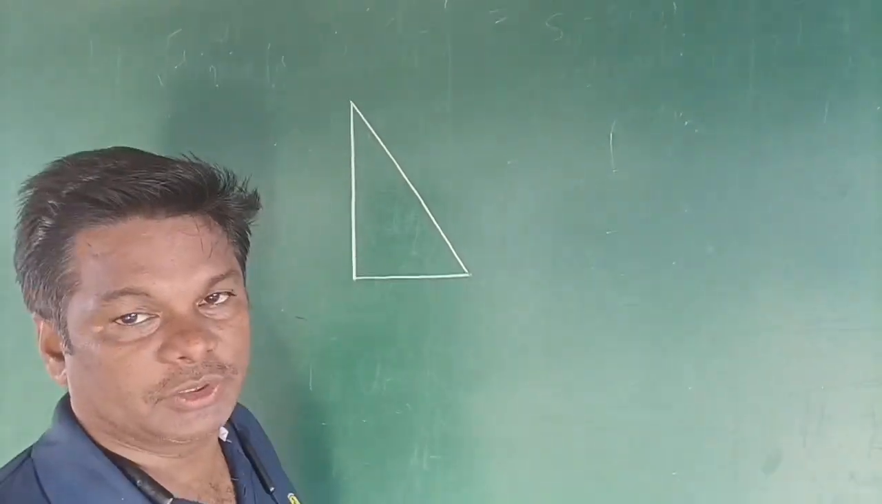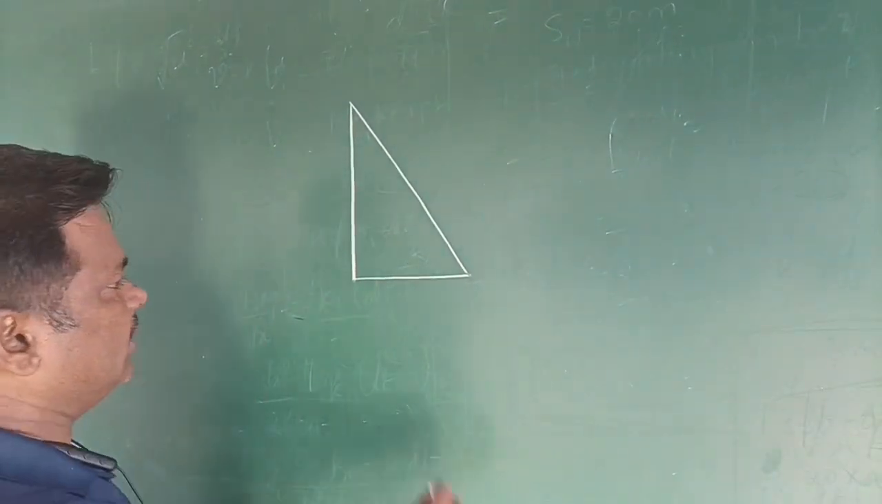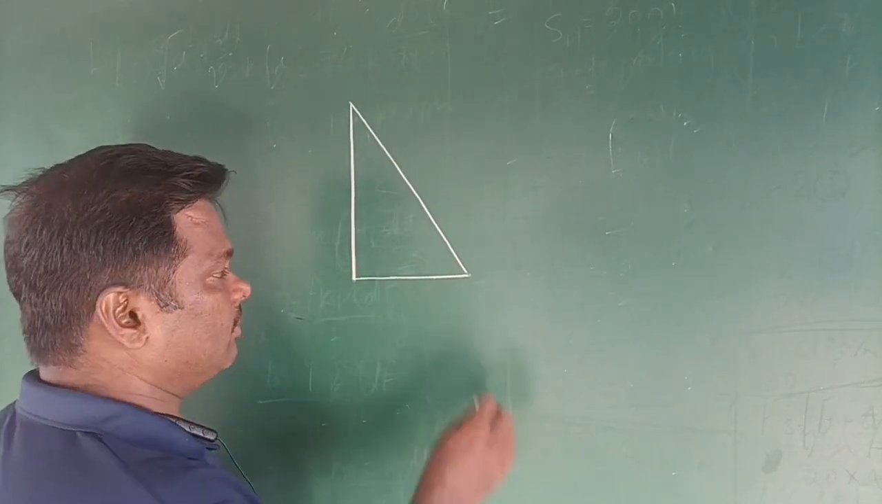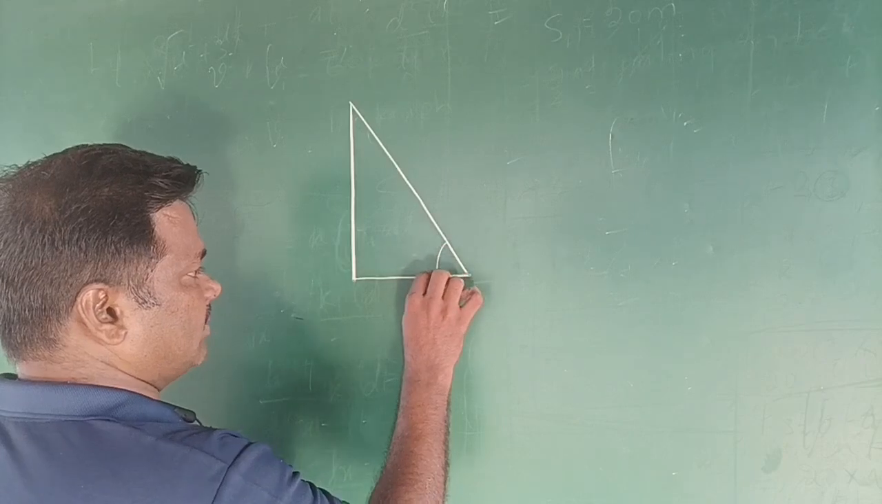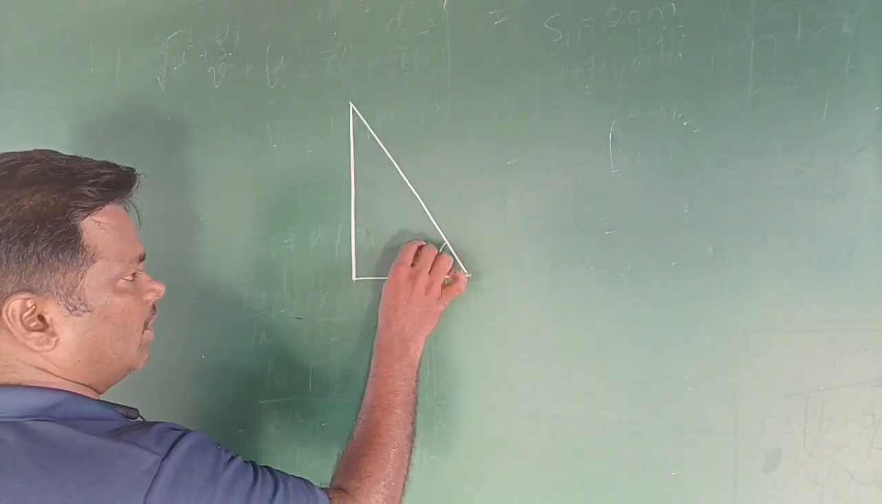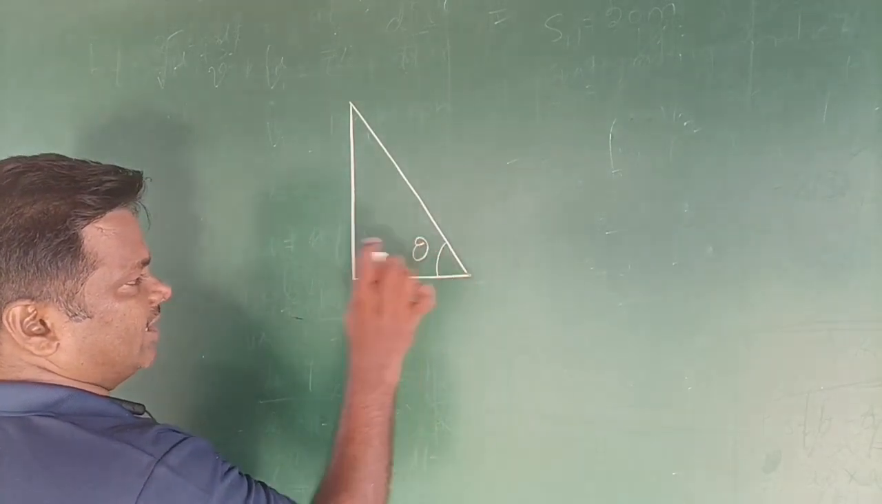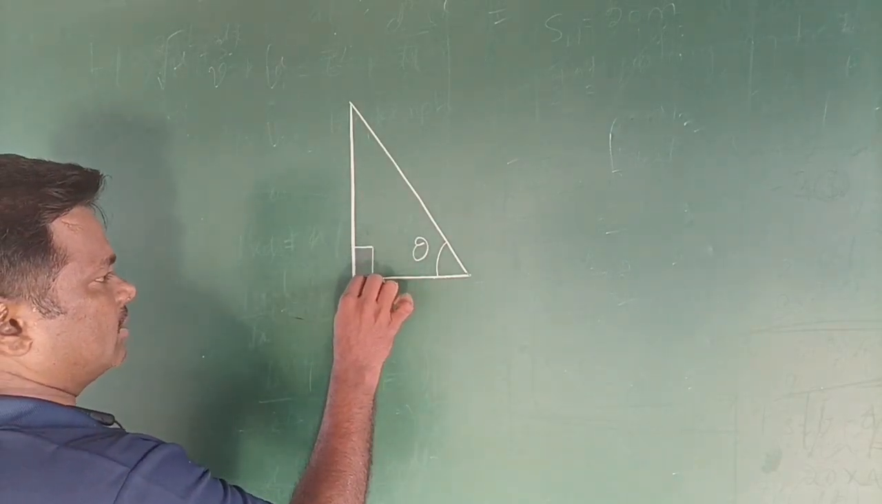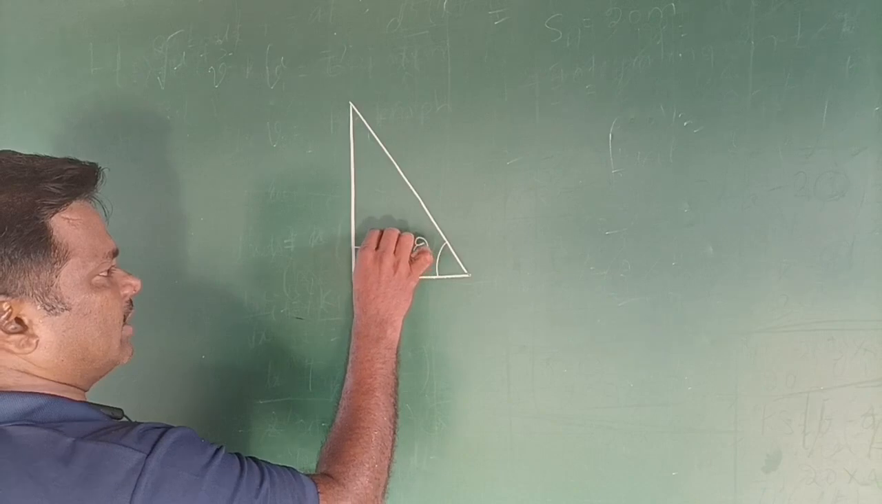Trigonometric ratios. Let me give you a small idea. Whatever I need from trigonometry, that's all I'll give. The whole of trigonometry will be discussed by your math teachers. And here is the direction, which we call theta in mathematics. And the angle here is 90 degrees.